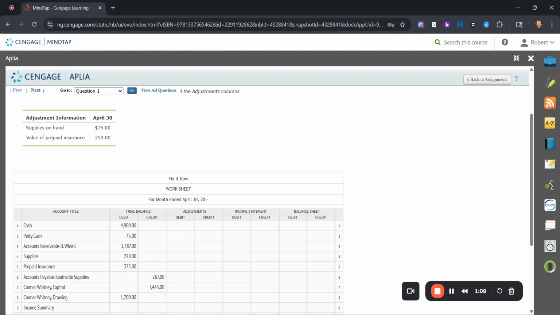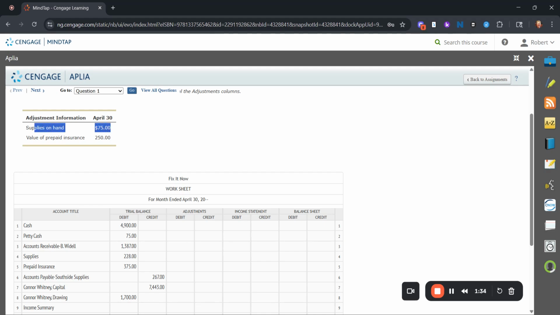Insurance costs a particular amount of money each month, and then it's paid for 6 months at a time or a year at a time. So as the months go by, the value of the insurance drops. So we have to account for that change in value for those two accounts.